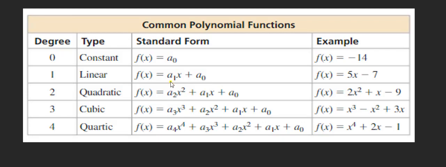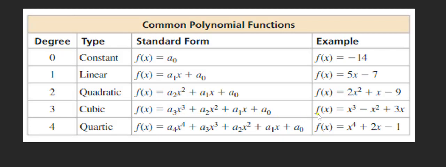Next, we have a linear, when you have a of 1, x plus a of 0. For example, f of x equals 5x minus 7, a linear polynomial. Of course, when you graph that, you get a straight line. Next, we have a quadratic. An example of quadratic is 2x squared plus x minus 9. When we say degree of the polynomial, that represents the highest power of that polynomial. So the degree of quadratic will be 2, and the degree of a linear will be 1.